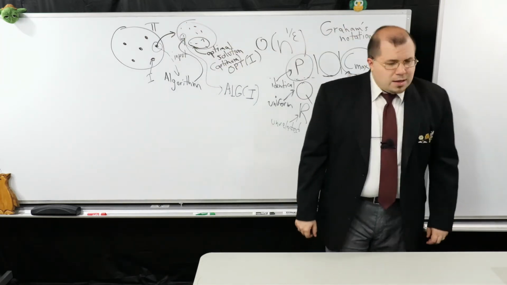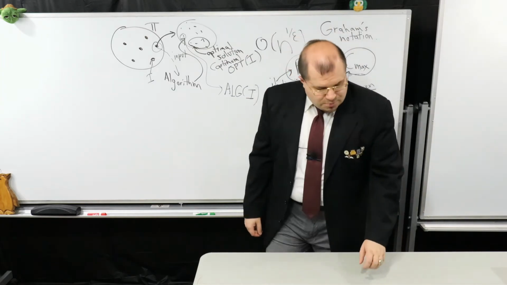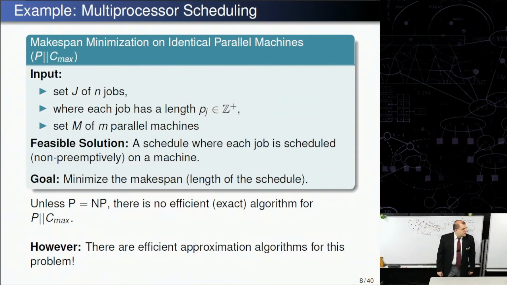Okay? So, anyways, let's move back over here. When we talk about this problem, we're going to have a set J of n jobs, and we're going to have m parallel machines. Now, parallel machines, as the name would suggest, means all the machines execute in parallel. So what happens is you have a set of jobs.